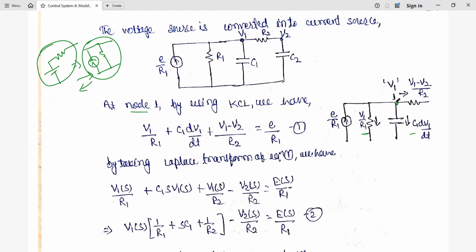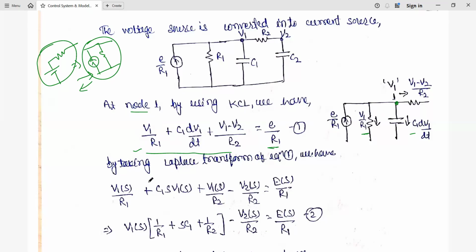For the node we are considering, we take the higher potential, so the current is going to move away from there, and E upon R1 is the incoming current, which is due to the source. So finally here you can see equation 1, with the outgoing currents on the left side, okay, from the node, and this is the incoming current E upon R1. Now we'll take the Laplace transform of this.